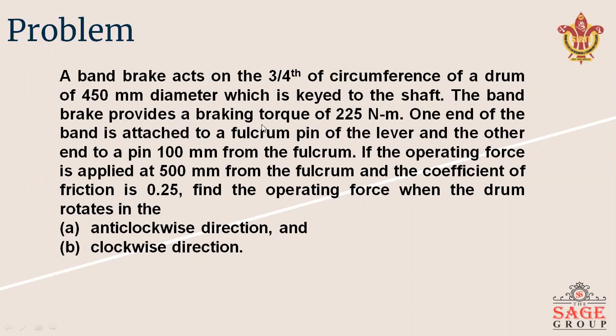The band brake provides a braking torque, TB, equal to 225 Newton meter. One end of the band is attached to the fulcrum pin of the lever and the other end to a pin 100 mm from the fulcrum. That means OB is equal to 100 mm. And if the operating force is applied at 500 mm from the fulcrum, that means L is equal to 500 mm, and the coefficient of friction is 0.25, mu is equal to 0.25. Find the operating force when the drum rotates in the clockwise direction and anti-clockwise direction.